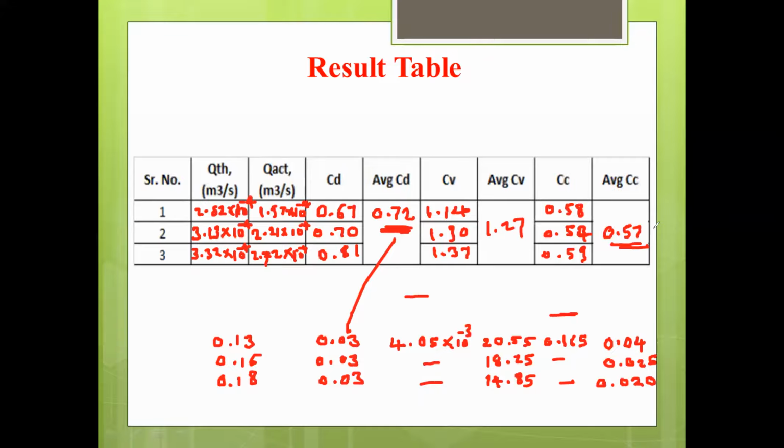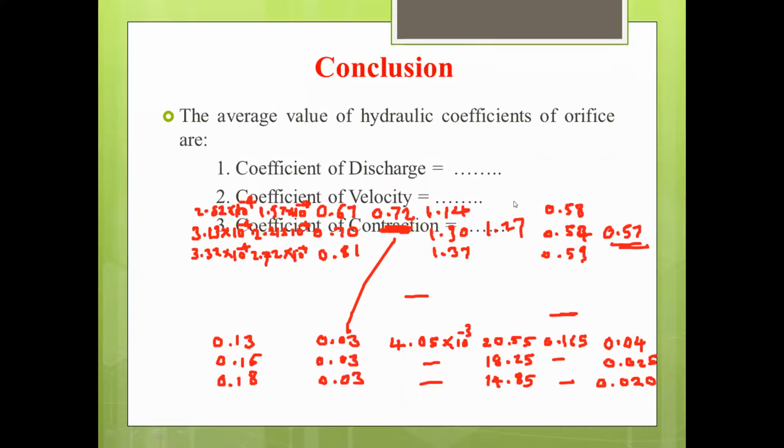Okay. So now in the conclusion, you can write down these values. The average value of CD has come 0.72. Average value of CV 1.27. Average value of coefficient of contraction, it has to be written here, so that value is 0.57. Okay, so these are the readings. Conclusion you can write down there.